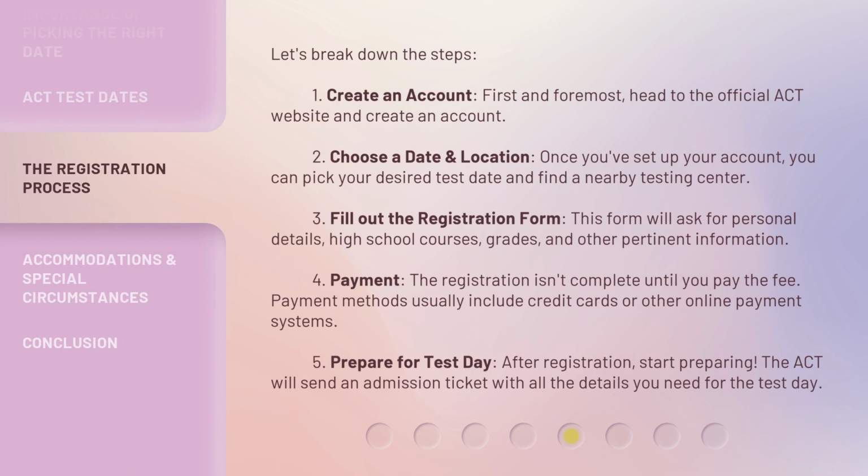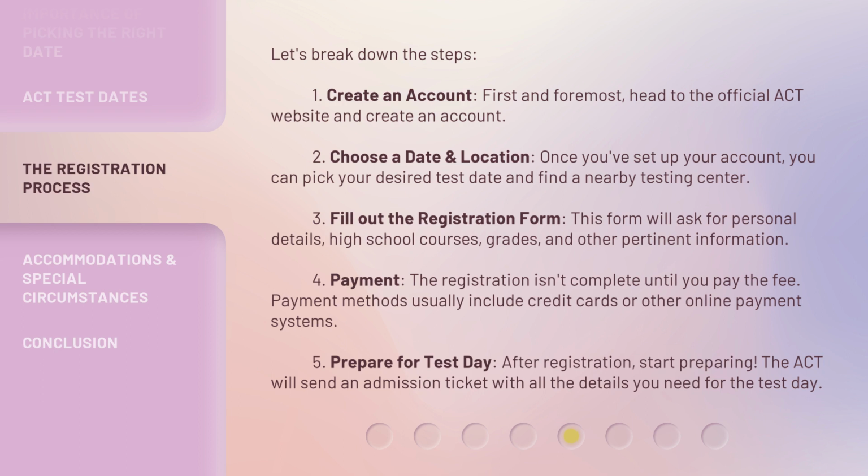Let's break down the steps. 1. Create an account. First and foremost, head to the official ACT website and create an account. 2. Choose a date and location. Once you've set up your account, you can pick your desired test date and find a nearby testing center. 3. Fill out the registration form. This form will ask for personal details, high school courses, grades, and other pertinent information. 4. Payment. The registration isn't complete until you pay the fee. Payment methods usually include credit cards or other online payment systems.